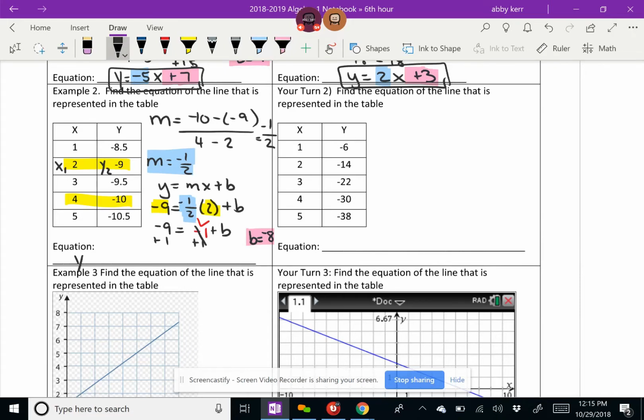So we're going to put it all together. Y equals negative 1 over 2x minus 8. The negative 8 is from the y-intercept. The negative 1/2 is from the slope.